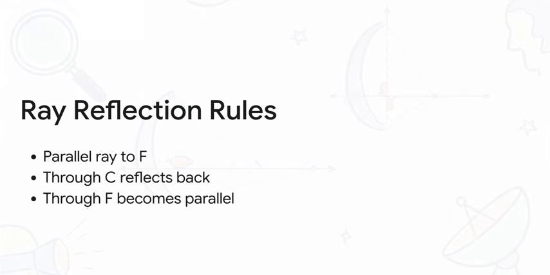And third, if a ray goes through the focus first, it's going to bounce off and shoot out perfectly parallel to the principal axis. These are basically your cheat codes for optical physics. You map where these rays cross, and boom, you found your image.